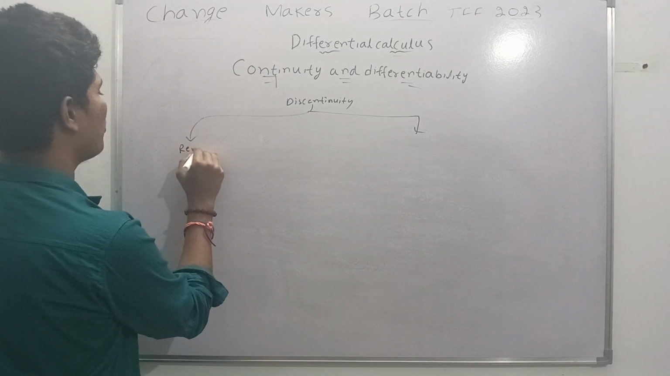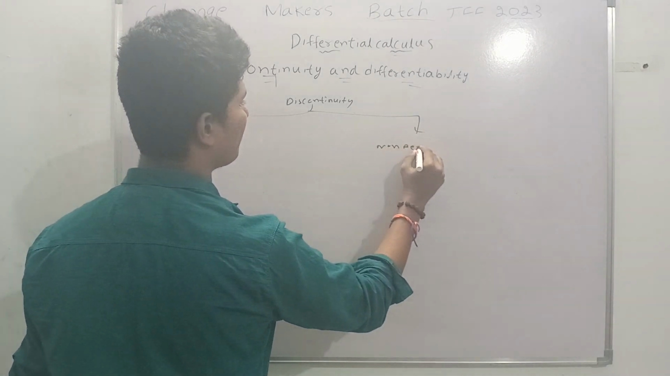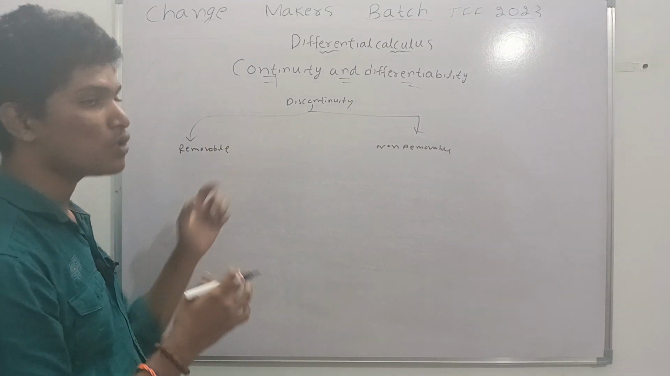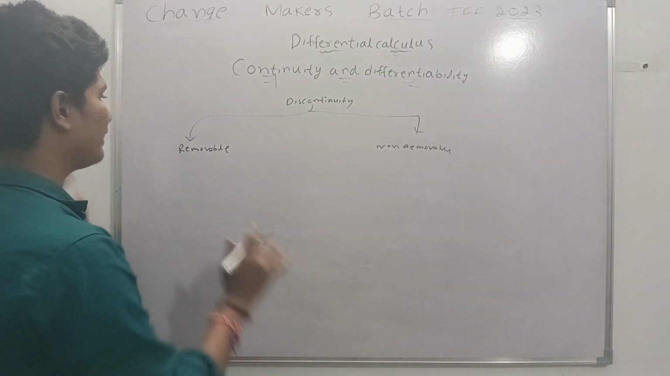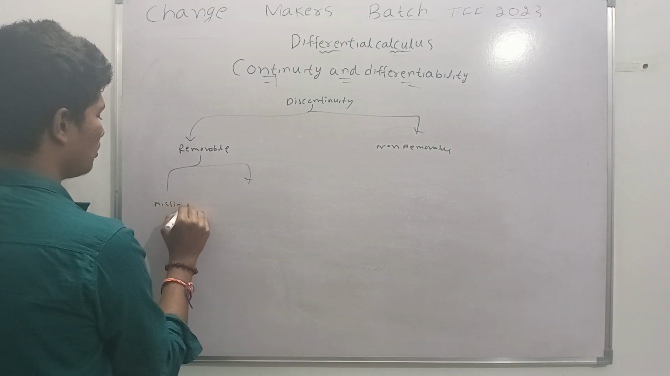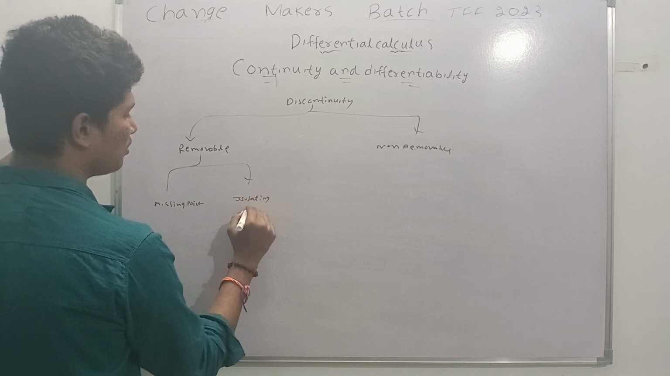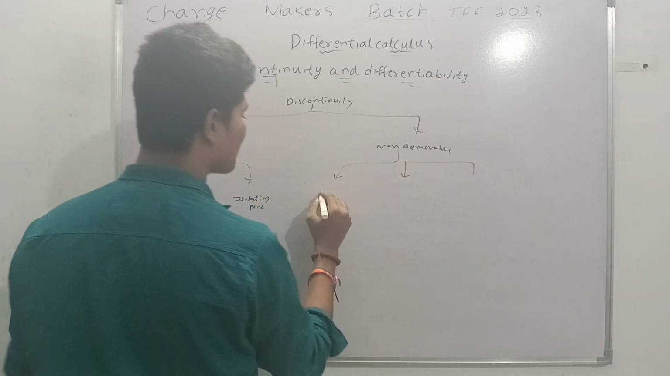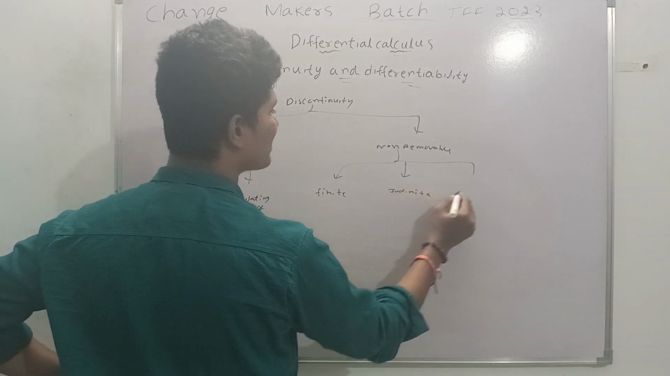This is removable. This is non-removable. Removable means we can remove the discontinuity by doing some things. Non-removable means we cannot remove the discontinuity. In removable there are types, that is missing point and isolating point. In non-removable there are 3 things. The first thing is finite, second thing is infinite, third thing is oscillatory.